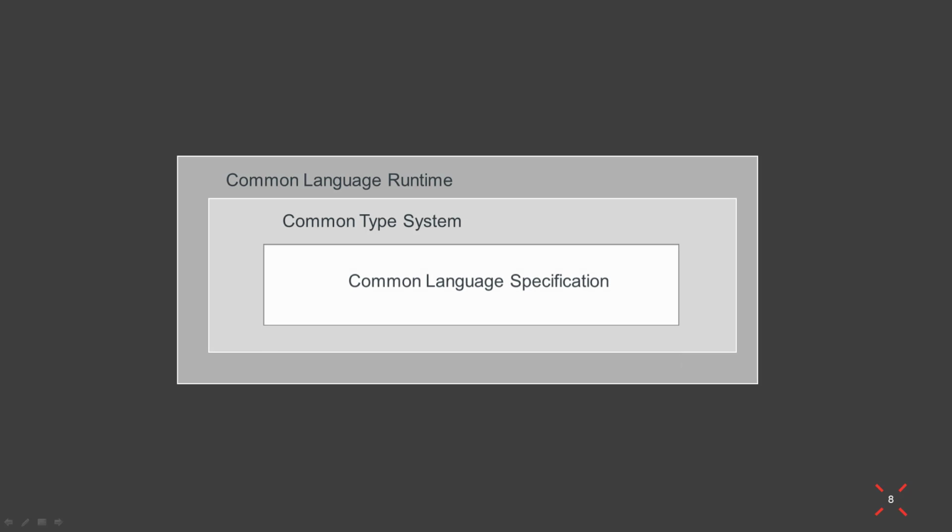So as you can see, Common Type System is a subset of Common Language Runtime, and also Common Language Specification is a subset of Common Type System.